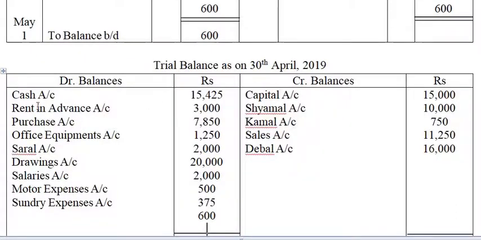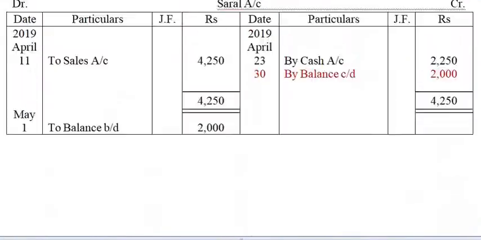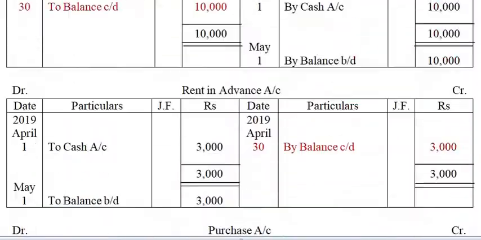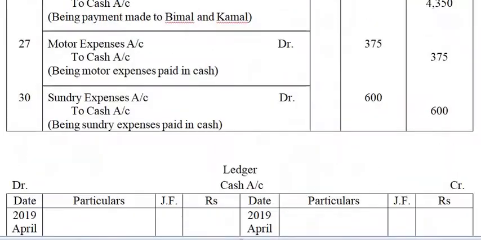Cash in hand, sorry, cash, rent in advance, purchase, office equipments, Saral, drawings, salaries, motor expenses, sundry expenses. What is this 600 for? Okay, it was for sundry expenses.